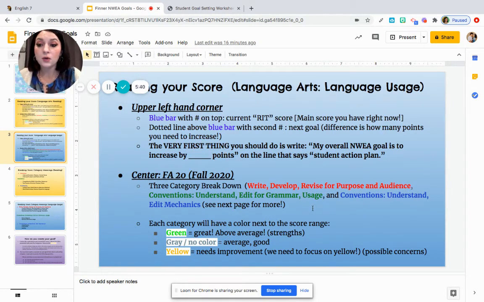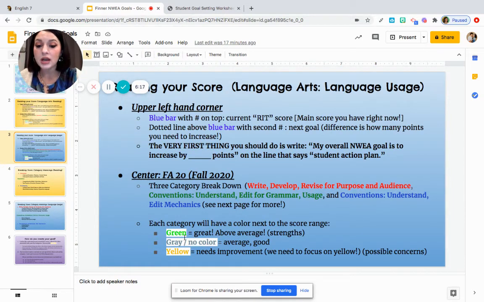Okay. So then again, we have a 3-category breakdown. These are longer category titles, but you basically have a writing one. It's called Write, Develop, Revise for Purpose and Audience, basically kind of like editing, but writing. You have conventions: can you understand and edit for grammar and usage? And then lastly, conventions: understand and edit for mechanics. And we'll go into what the heck that means, because I know it's super confusing and very vague or broad sounding.